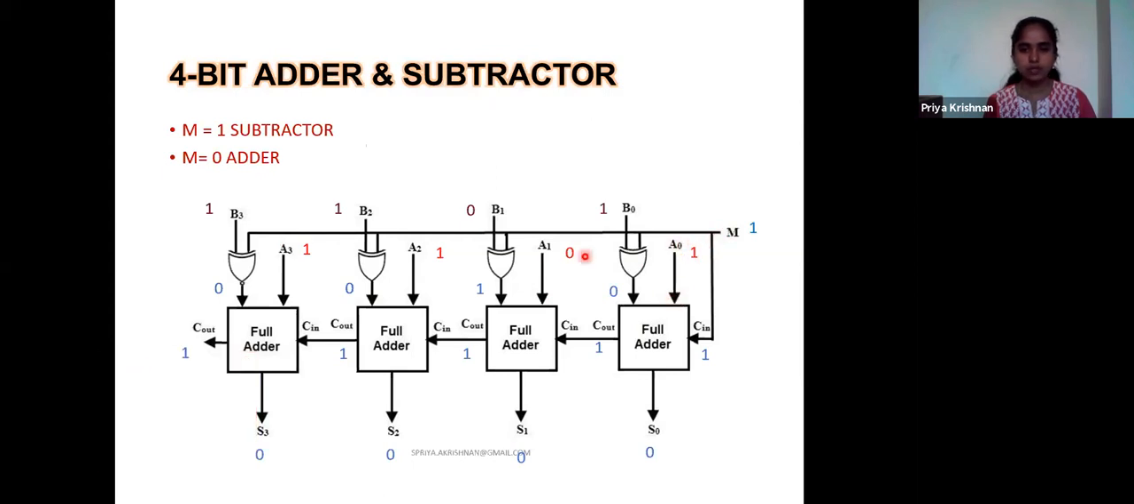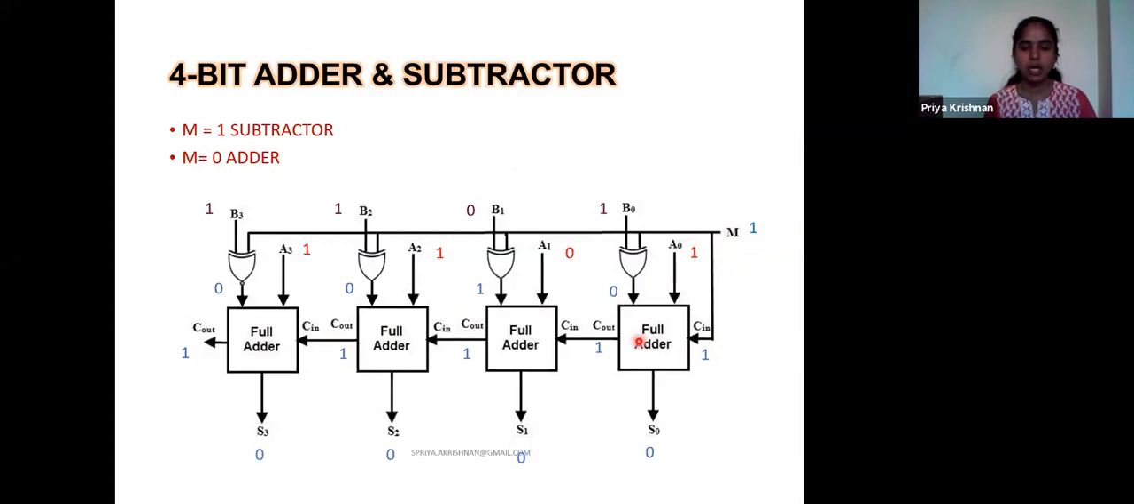All the A inputs are fed directly. So this is the same IC 7483. With a control, we are going to make it work as an adder as well as a subtractor. The control here is M. If M is 0, it will work as an adder. If M is 1, it will work as a subtractor. This is my M. If M is 0, the carry in is 0 and it will work as an adder. If M is 1, it will work as a subtractor.